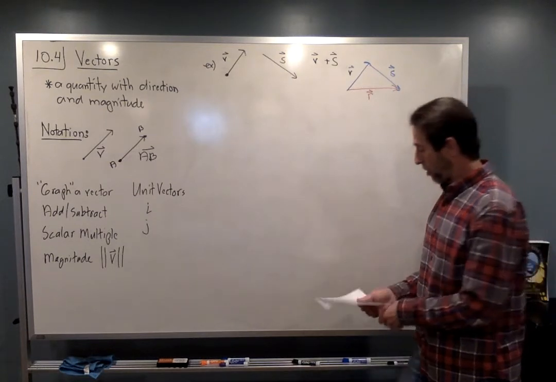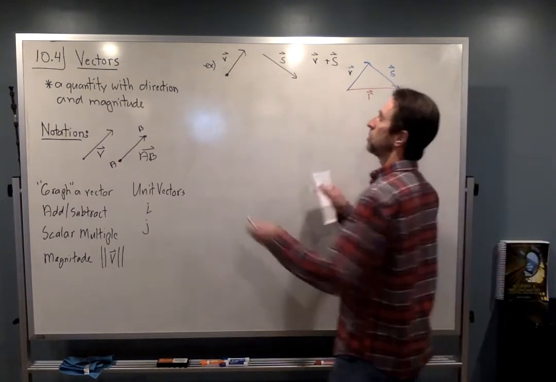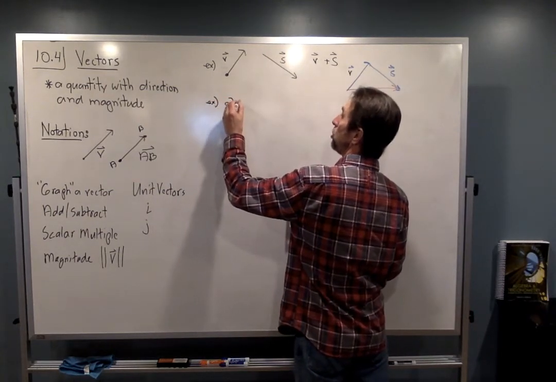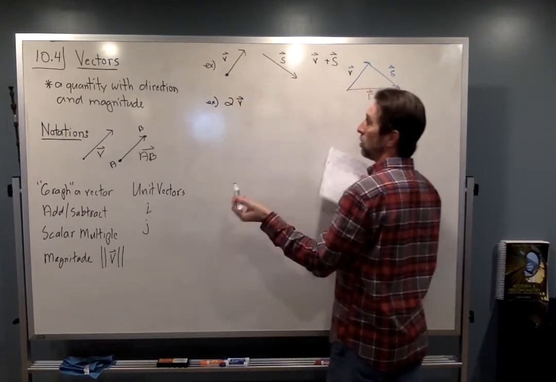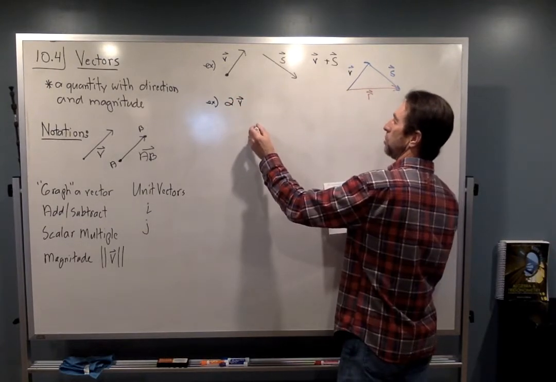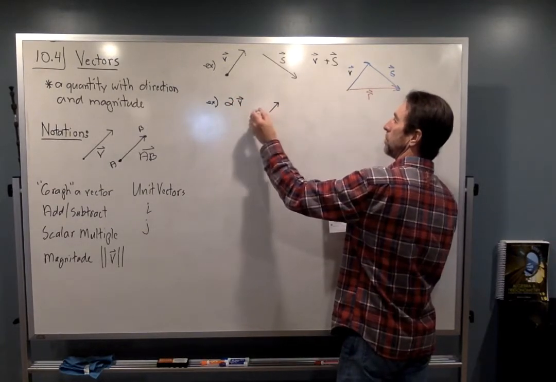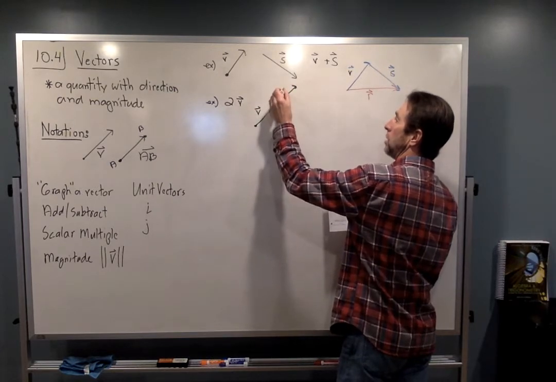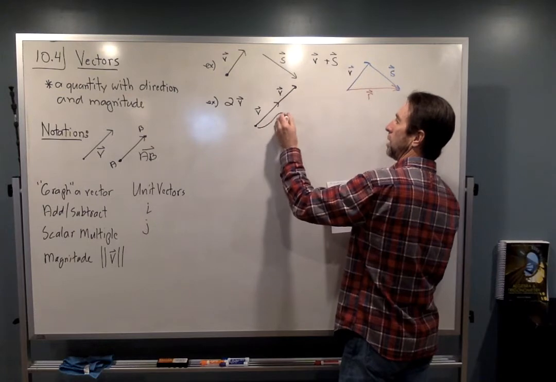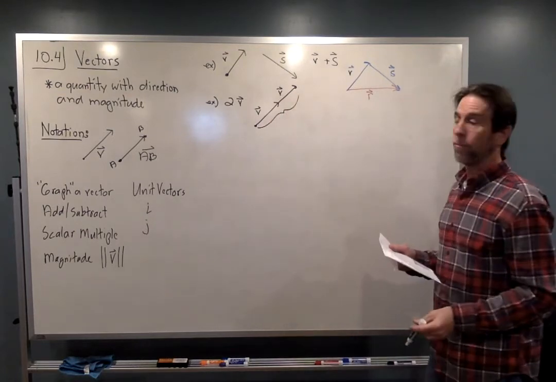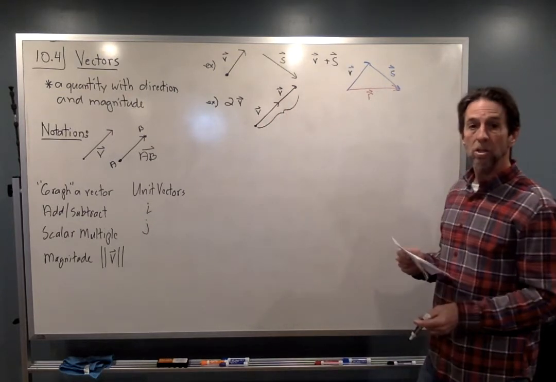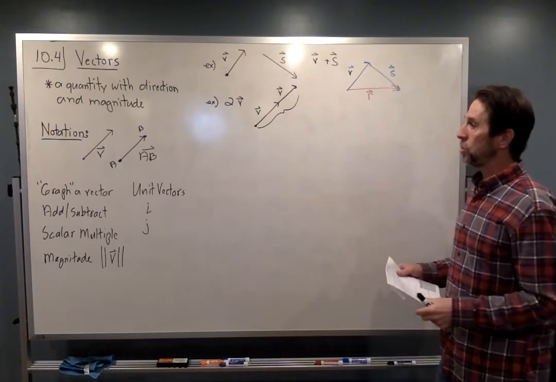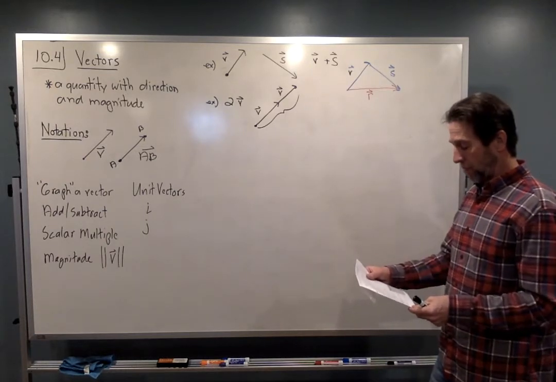If I wanted to find, let's say, 2v, well, 2v is just going to be one of them, and then another one. So this whole thing is basically 2v. If I want negative s, I'm just going to go in the opposite direction. And again, these are the basics that I'm sure you can read about and be somewhat comfortable with.